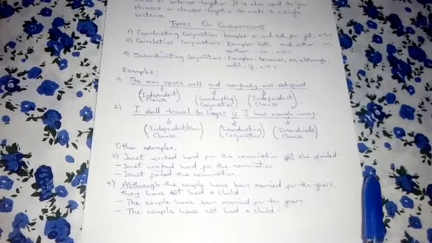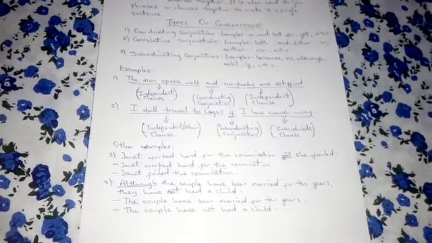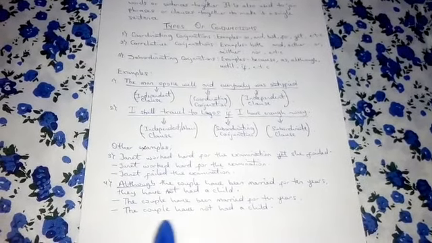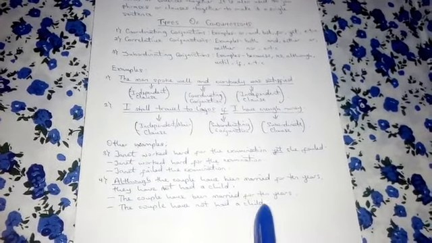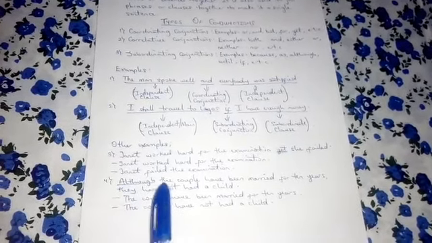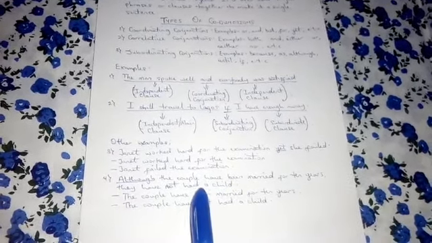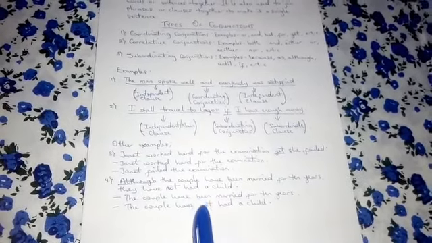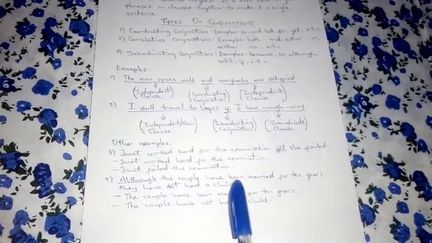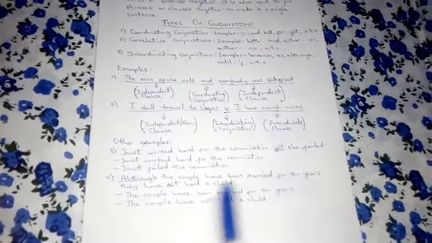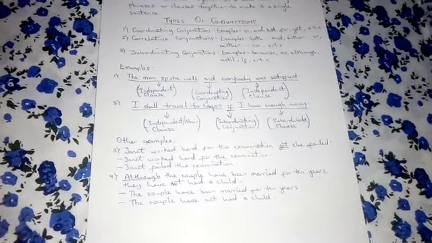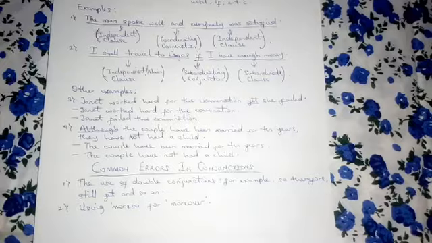To split this sentence, we have the couple have been married for 10 years. The couple have not had a child. Now, the although here has helped us to join these 2 sentences together to make it: although the couple have been married for 10 years, they have not had a child. So I hope you understand that.